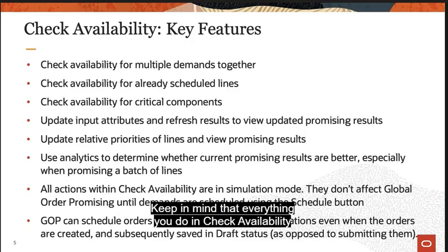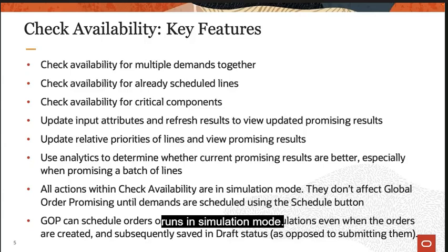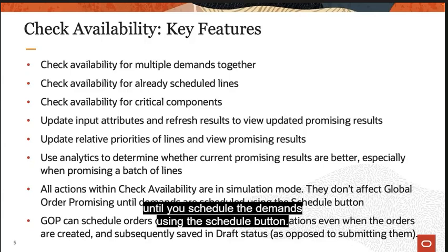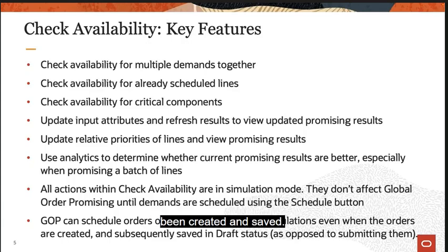Keep in mind that everything you do in check availability runs in simulation mode. Nothing is applied to global order promising until you schedule the demands using the schedule button. Also, global order promising can schedule orders or run check availability simulations even when the order is still in draft status, as long as the order has been created and saved.